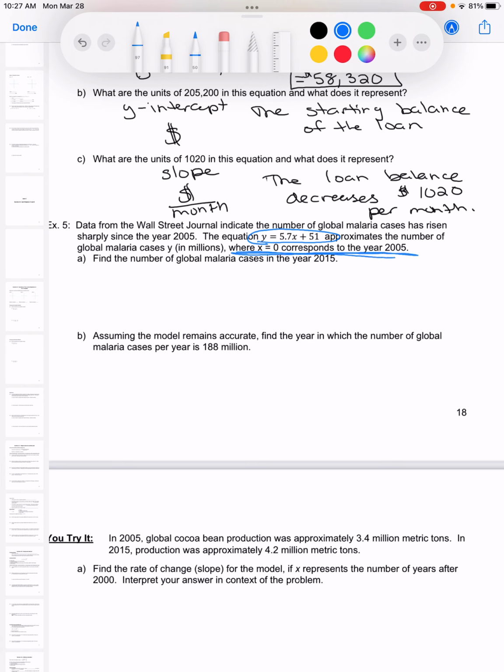So we're back to using that x equals 0. So the number of global cases since 2005. We want to know the number of global cases in the year 2015. Not going to plug in 2015. I know you've heard me say this a lot of times on the videos. Instead, I'm going to say 2015 minus 2005, and I'm going to plug in 10. So we've done this before. Type that in my calculator. It's going to give me 108, and this is millions. This one does have millions. 108 million cases of malaria.